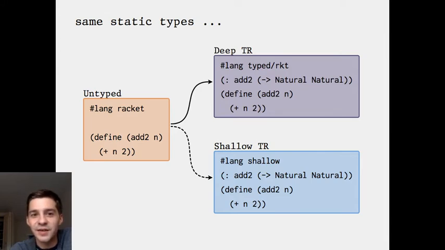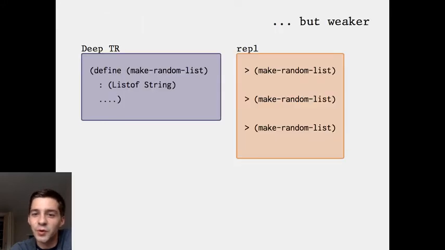The differences come about when we run the program, and in particular when we have typed code that talks with untyped. So on the left here we have a deep typed function, makeRandomList, that promises a list of strings. And on the right we have an untyped REPL that calls this function a few times. So what can come out? We could get back an empty list. We could get back a list that's not empty, where every element is also a string. And another big possibility is we could get a contract error.